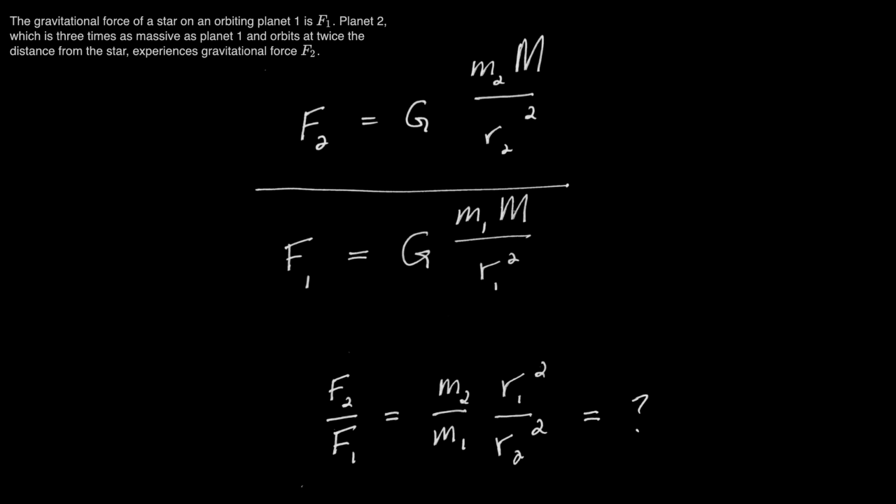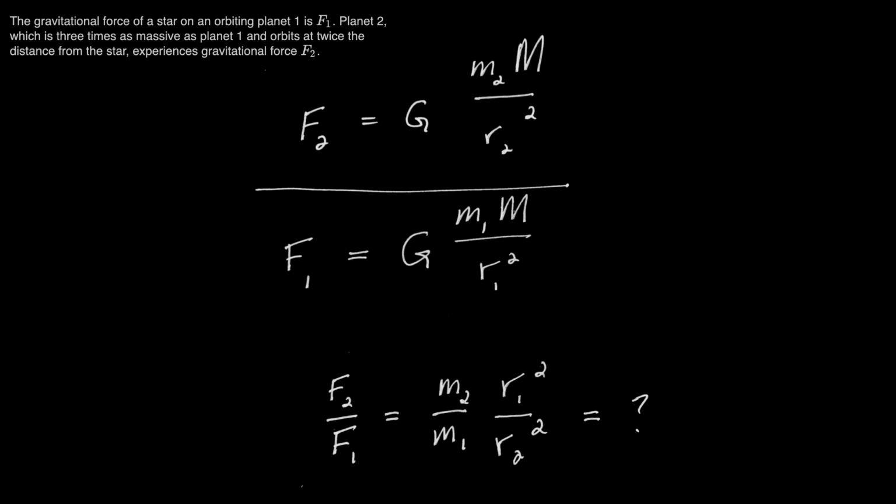by the force on the first planet, F1, which is equal to G M1, the same star, because each one of these planets orbits the same star with a mass capital M, divided by the radius of planet 1's orbit R1 squared. Now, when I take this fraction of the two equations, you'll notice immediately that when I divide F2 by F1, the capital G's cancel. Universal gravitational constant is in both. And the mass of the star that is being orbited also cancels in this equation.